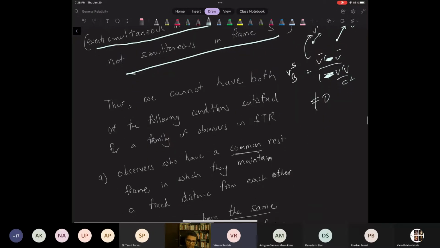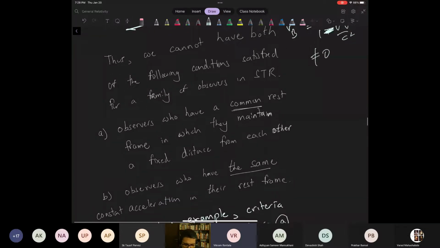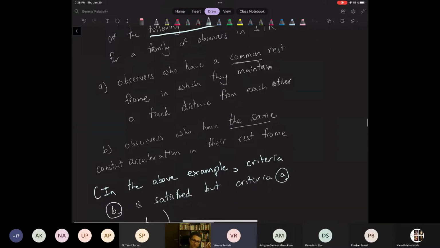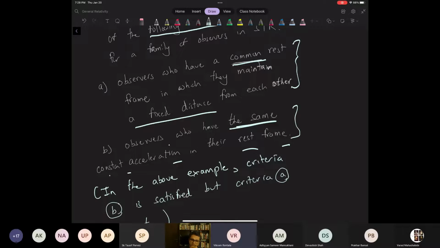So here's an issue. You cannot have both of the following conditions satisfied for a family of observers in special relativity. What are these conditions? You cannot have observers who have a common rest frame, in which they maintain a fixed distance from each other, at the same time as having observers who have the same constant acceleration in their rest frame.